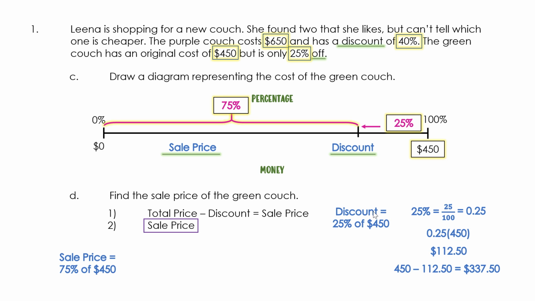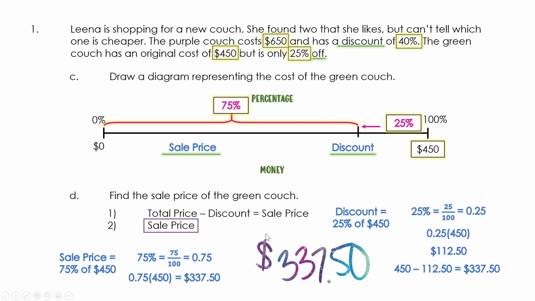My sale price is 75% of 450. So to find 75% of 450, I'm going to convert that to a decimal. 75% is equal to 75 over 100, or 75 hundredths. I'll multiply that by my whole number, which gets me a sale price of $337.50.